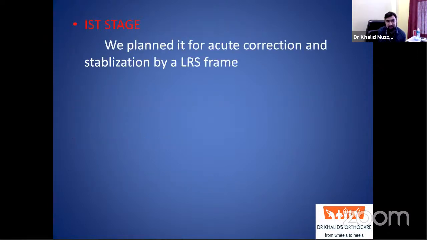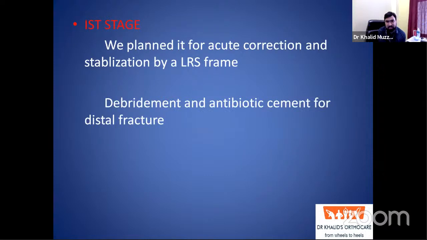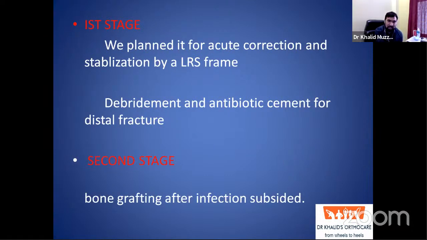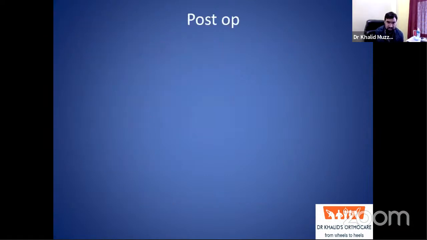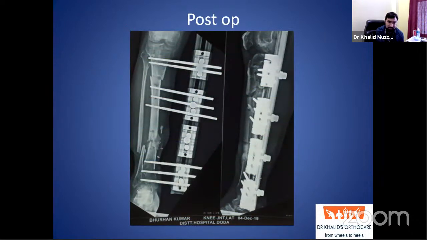In the first stage, we planned acute correction and stabilization by an LRS frame. Debridement and antibiotic cement for the distal fracture was done in the same sitting. In the second stage, bone grafting after the infection subsided. Post-op, it looked like this. The distal pin is very close to the joint. We did it when we did not have a C-arm available in our hospital.